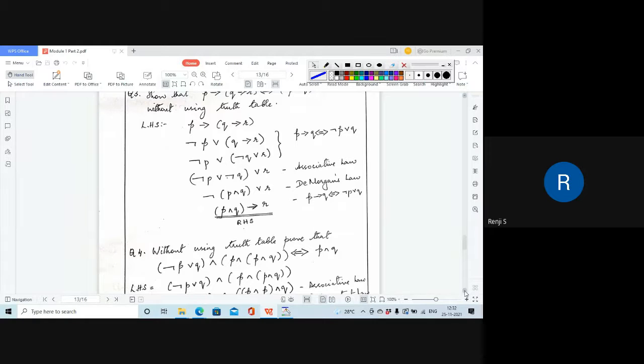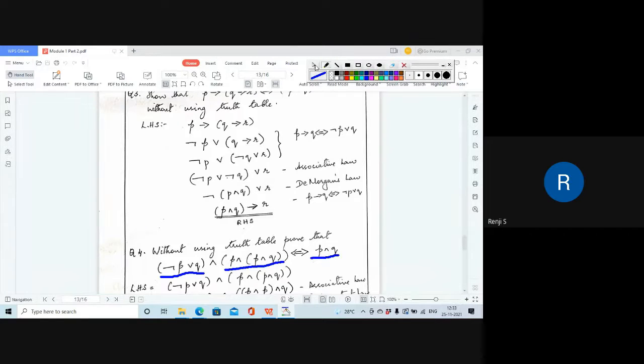Okay. So write down the next question, the fourth question. Without using a truth table, prove that not of (P or Q) and (P and Q) is logically equivalent to P and Q.